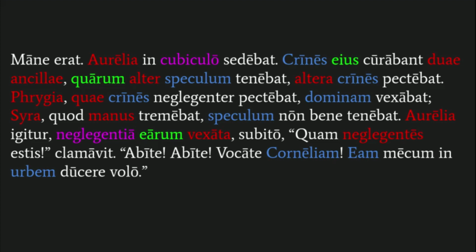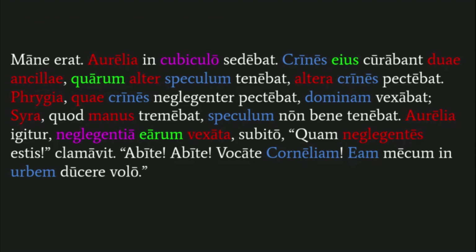Then we have quorum. That's our relative pronoun. It's genitive, so you're saying "of whom," right? The subject is alter. So you're saying one, tenebat, was holding the speculum, the mirror. So of whom, I'm saying of these two slave women, of whom one was holding the mirror.